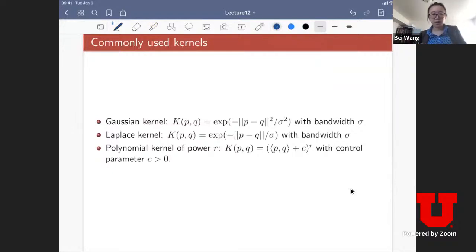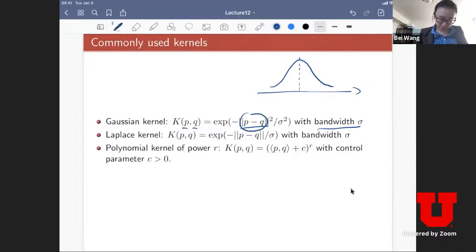The most commonly used kernel to measure similarity between two points is called the Gaussian kernel. If you have point P and point Q, their similarity is measured by their distance squared over some bandwidth parameter. Later on you're going to see a better drawing of this. When they're very close, they're very similar, and when they're far away, their similarity drops in a bell shape.